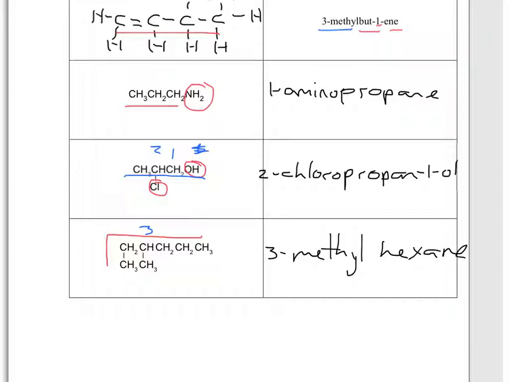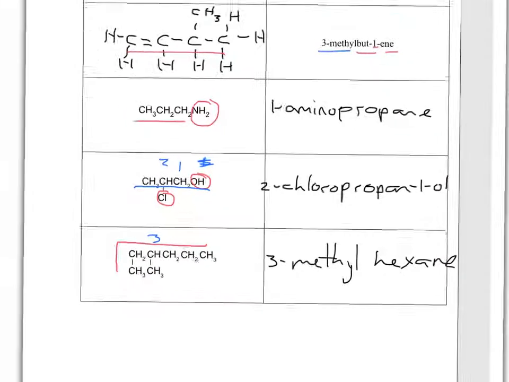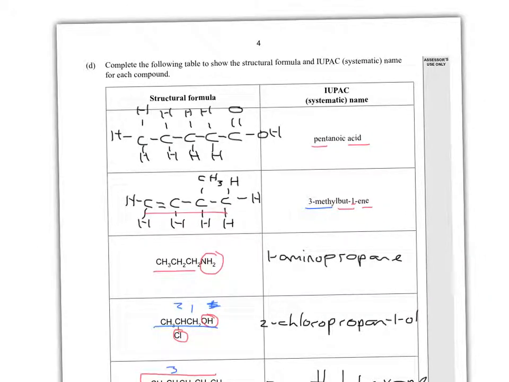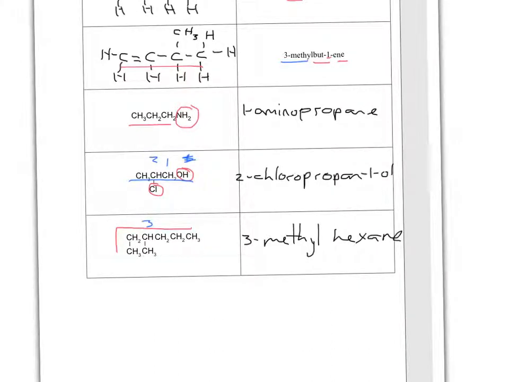Cool. Right, just double check what I've done here. Pentanoic acid, 1, 2, 3, 4, 5, yep, happy with that. Butene, 1, 2, 3, 4. 3-methyl, yes, here it is here. 1-ene, yep. 1-aminopropane, prop, yep. 2-chloropropan-1-ol, yep, that's all good. And 3-methylhexane. Okay, yeah, I'm all pretty happy with that. I'll move on to the next page.